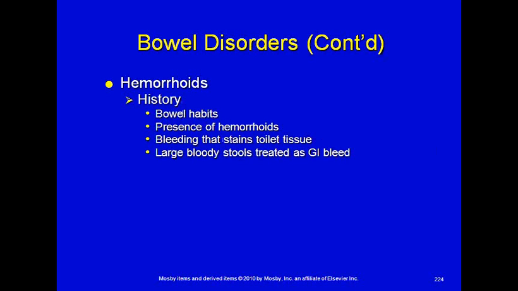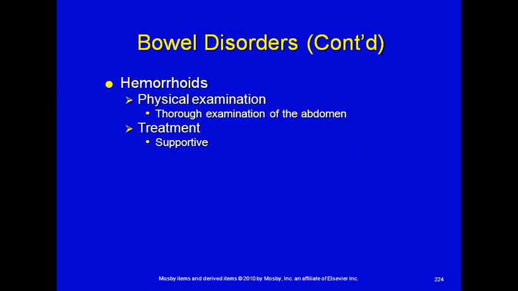Get a history of their bowel habits. Do they have a history of hemorrhoids? Did it come on as they strain themselves? Is there bleeding that stains the toilet tissue? A large bloody stool would be treated more like a GI bleed. Hemorrhoids can bleed a lot, but typically they don't. Typically because of the constriction of the anus itself, the hemorrhoids are compressed and don't have a chance to bleed a lot unless they're external.